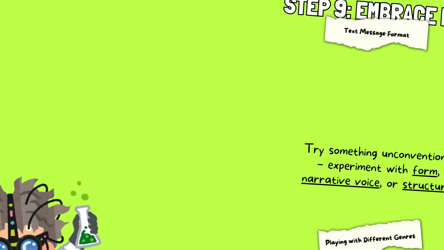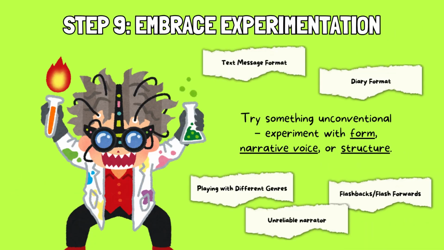Step 9. Embrace experimentation. Finally, break the rules. Try something unconventional. Experiment with form, narrative voice, or structure. This could mean writing in text messages or diary format, using an unreliable narrator, changing the genre of the story, or playing with time through the use of flashbacks and flash forwards. The goal is to push your creative boundaries.